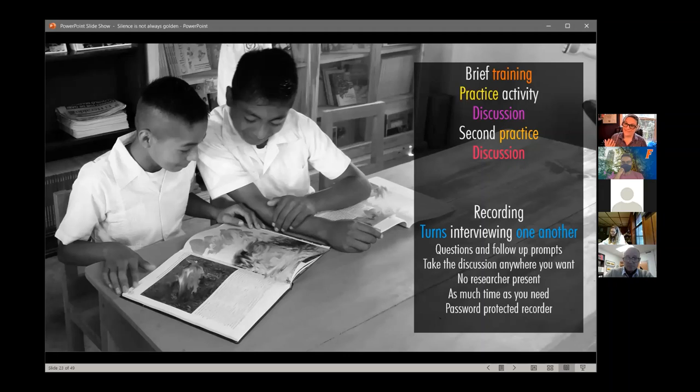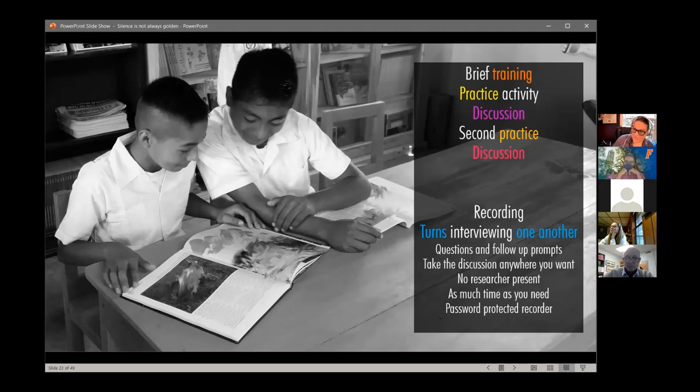However, one of the things that I noticed very quickly is that most of the participants forget about the recording device and just start talking to each other like a normal conversation. So there was no researcher present. Each pair had their own recording device. They went off on their own wherever they wanted. They had as much time as they needed. They could take 15 minutes or 2 hours if they wanted.